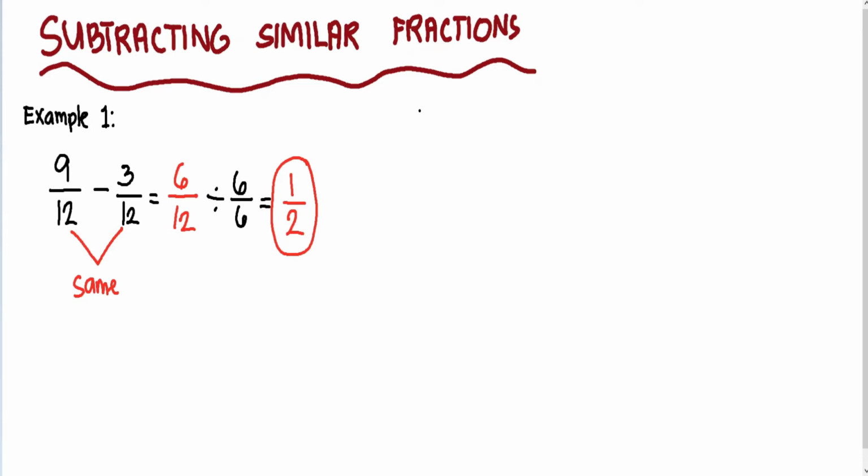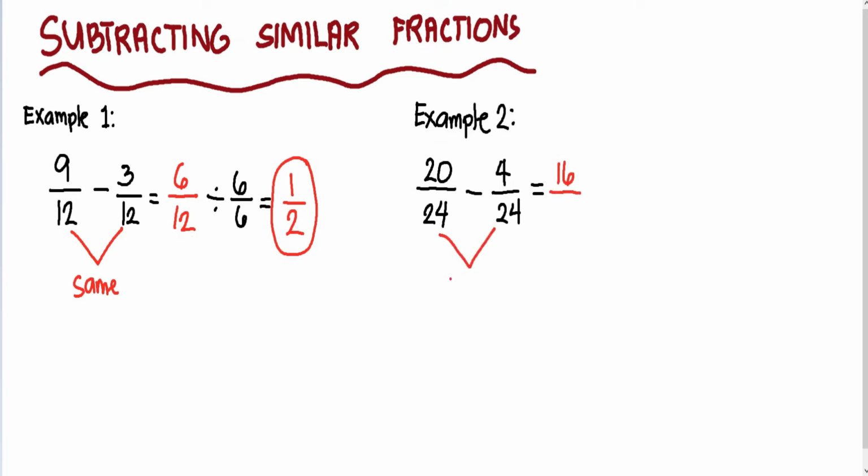Now, let's try another example. What if we have 20 over 24 minus 4 over 24? We will still use the same process. We will subtract first the numerators. So we have 20 minus 4, that is 16. And as you can see, they have the same denominator. So all we have to do is copy the denominator, which is 24.